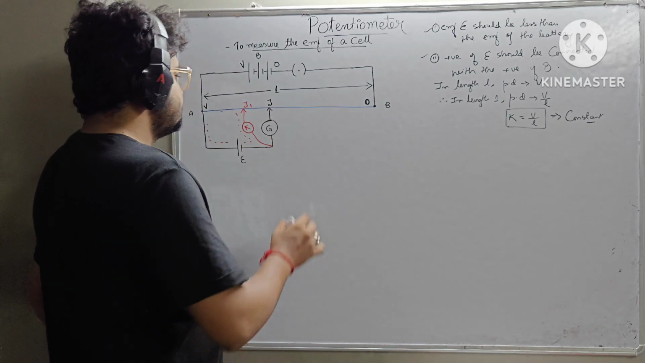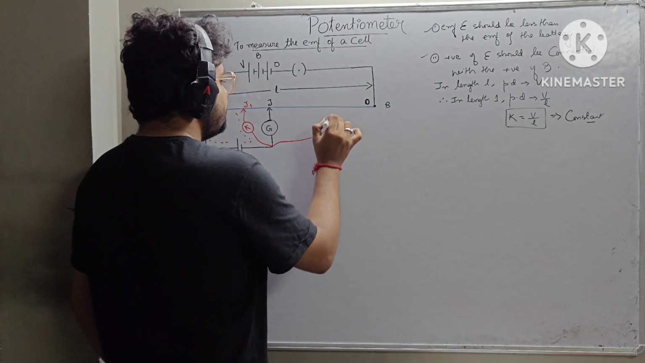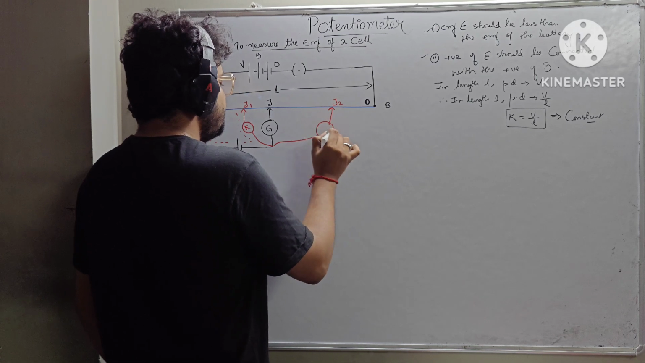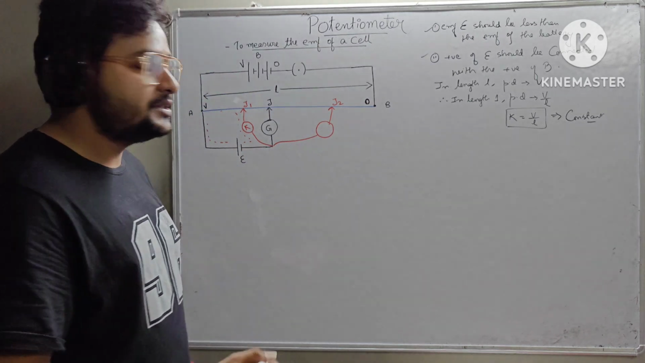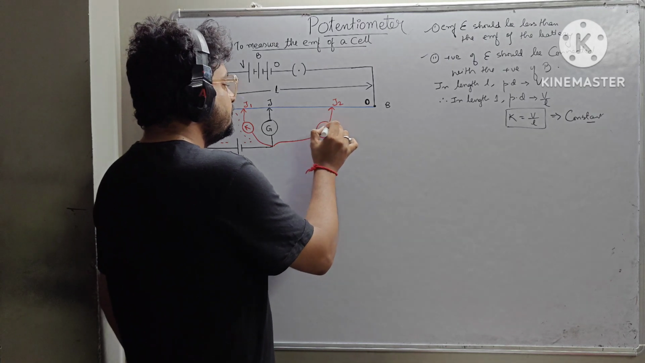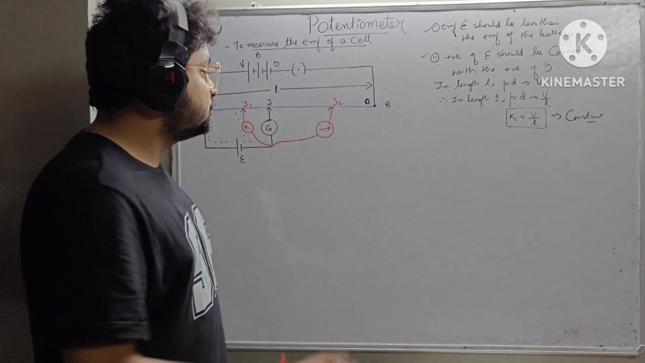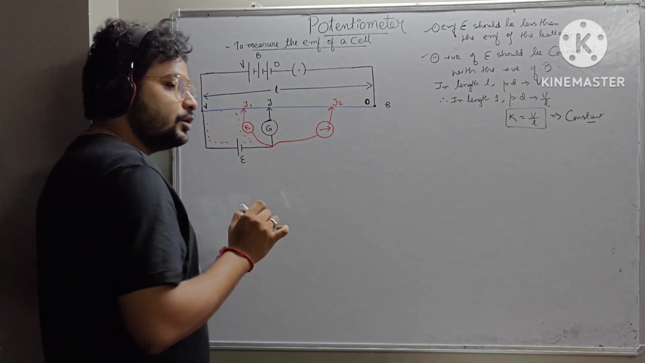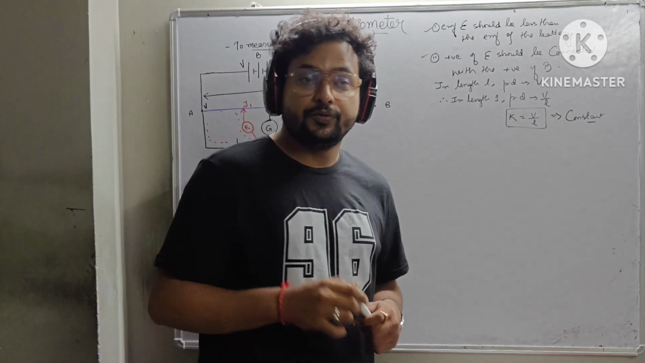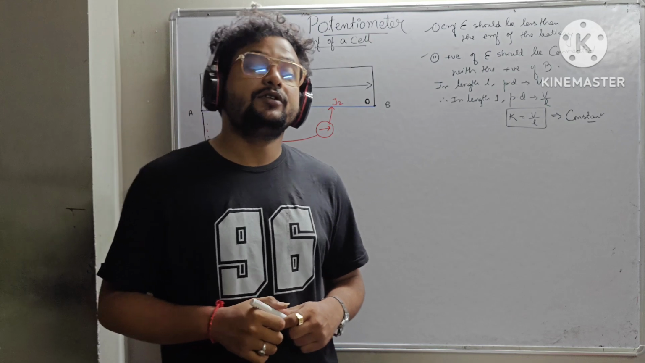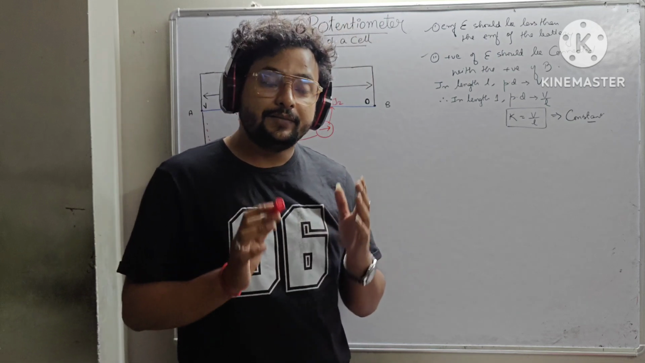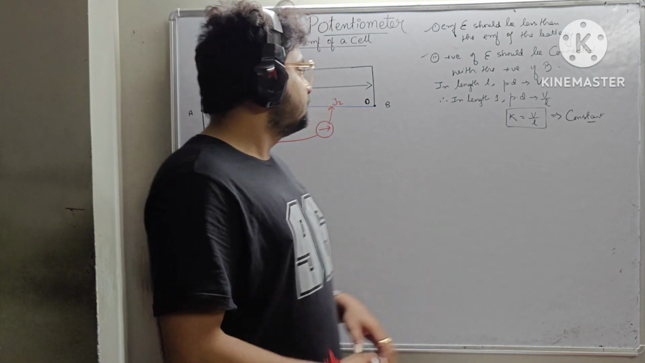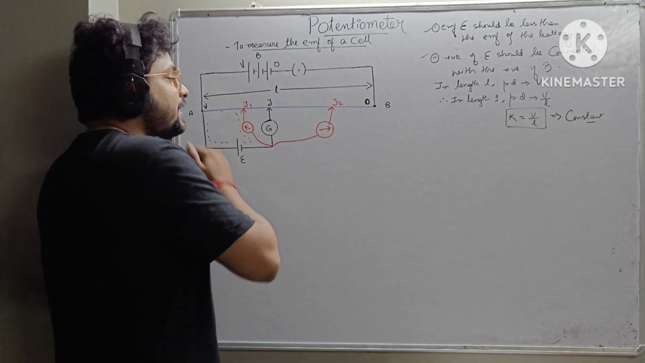Fine. Suppose now again you touch the jockey at this particular point, suppose this is J2. Here also suppose you see that again the galvanometer is giving you a deflection. That means once again current is flowing through this circuit. So whenever, after touching the jockey, the galvanometer gives you a deflection, it means that current is flowing through that circuit. Now continue searching at various points.